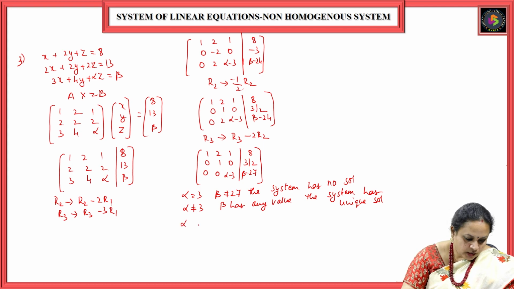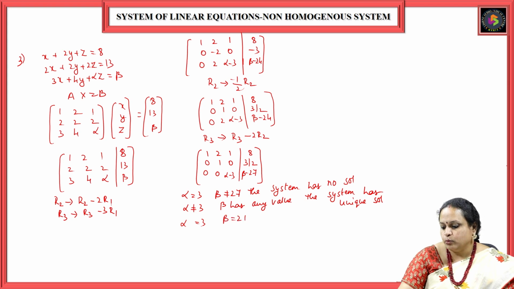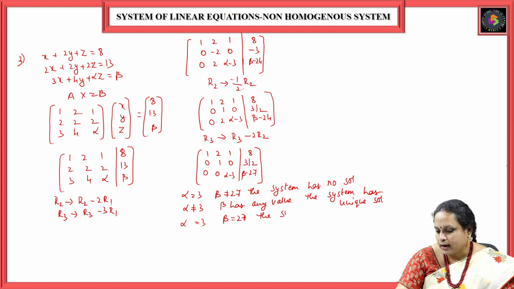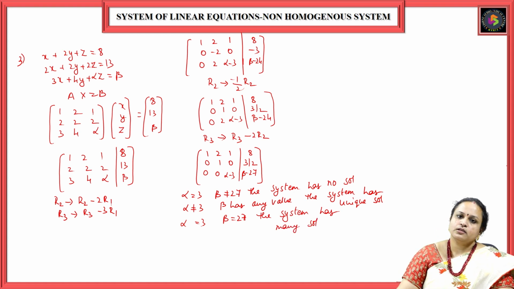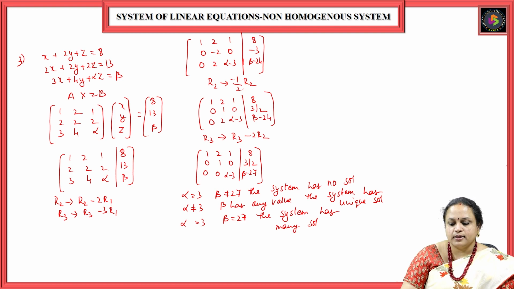Then when alpha equal to 3 and beta equal to 27, the system has many solutions. The system has many solutions because in this case rank of A is equal to rank of AB but it is less than the number of unknowns, so the system has many solutions.